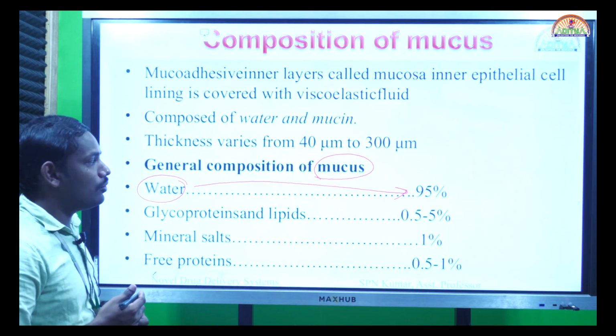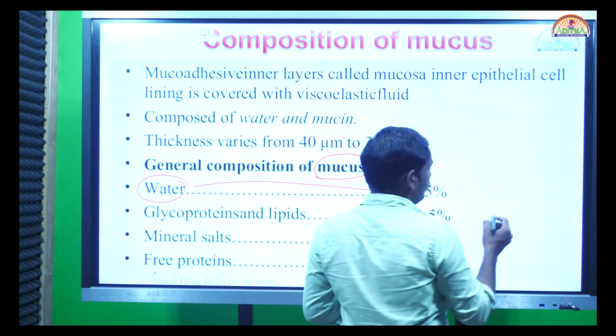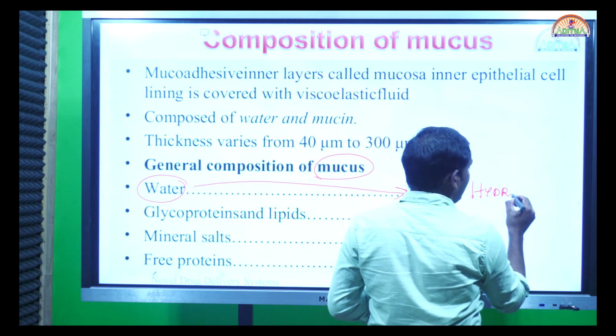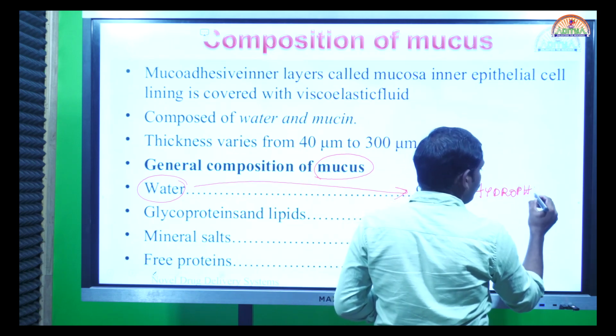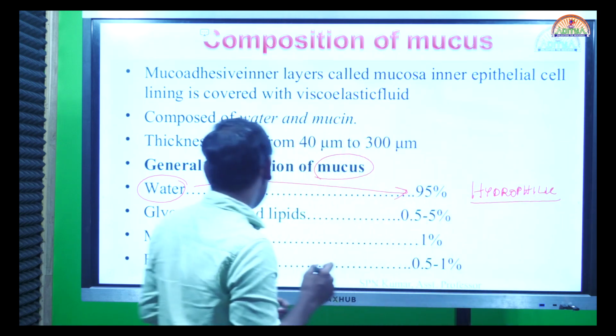It comprises an amount of 95%. So that means your drug to be incorporated into the mucoadhesive drug delivery system should definitely be a hydrophilic drug, otherwise it is not going to get released or dissolved in this mucus. So that's the first characteristic.